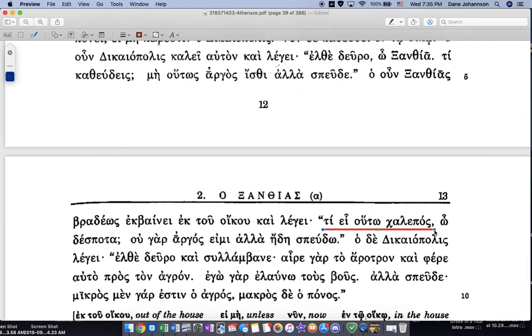Ti ei houto chalepos, o despota. So ti, why, and then ei is also from the same thing as isthi and estin. So isthi is be, and then ei is you are, thou art. Why are you thus hard? Why are you so hard? O despota. So we know that word from a despot, somebody who's a despot. He's a lord, he's a master. That's even in the New Testament. You'll see despota in the New Testament. So why are you so hard? Why are you thus so hard?